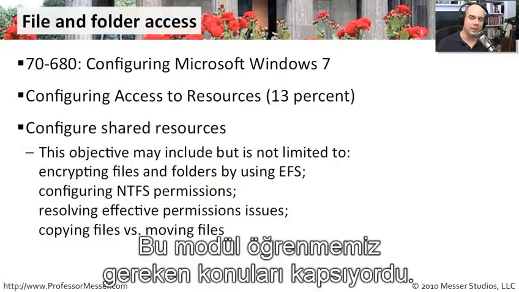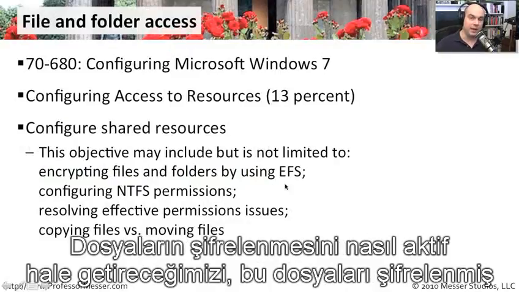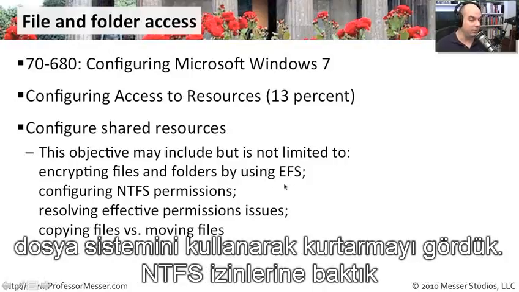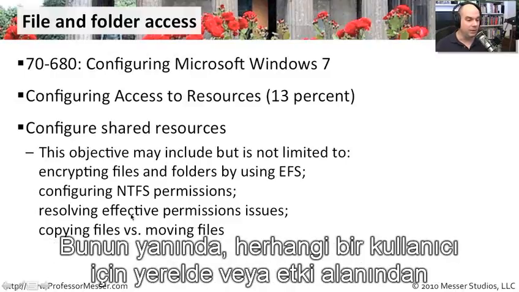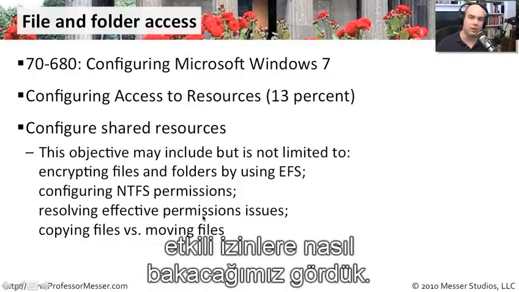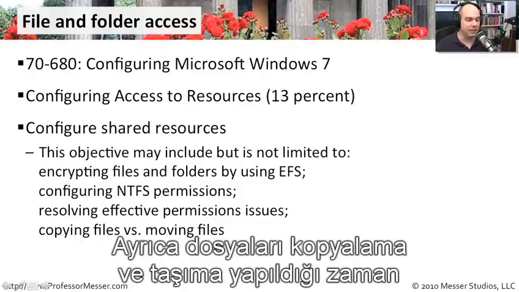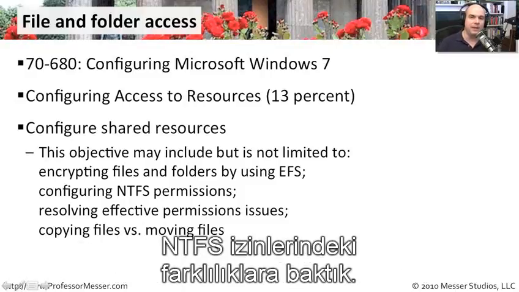That covers the things that we needed to know for this module. We have now been able to look at how we encrypt those files and recover those files if we're using the encrypting file system. We've looked into NTFS permissions, both configuring those permissions in the graphical interface and at the command line. We've looked at how we can look at effective permissions for any user that's local on our computer or in our domain. And we've also looked at the differences in our NTFS permissions when we copied files versus move files.